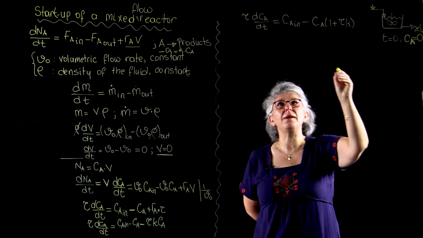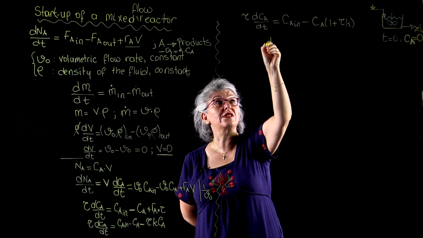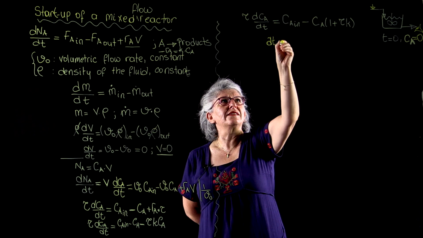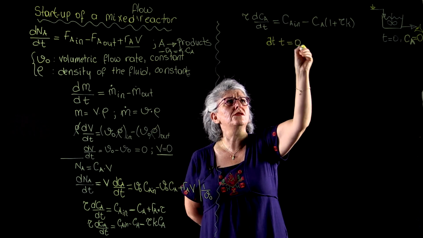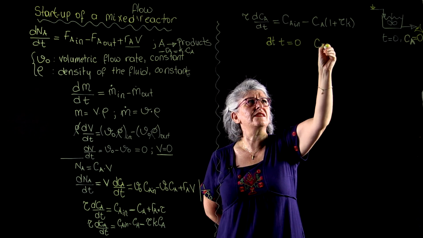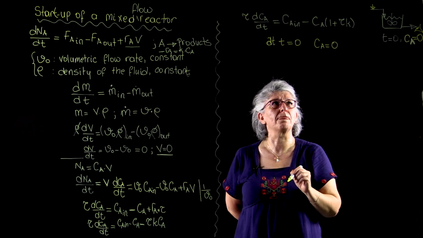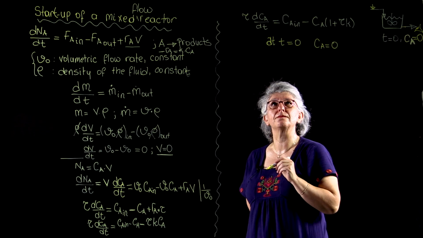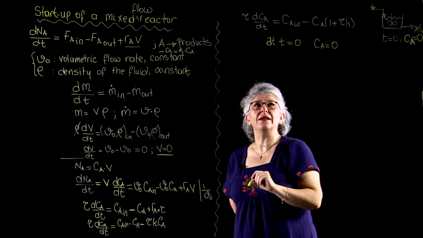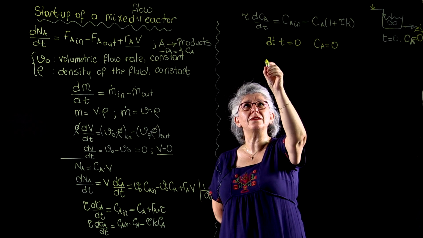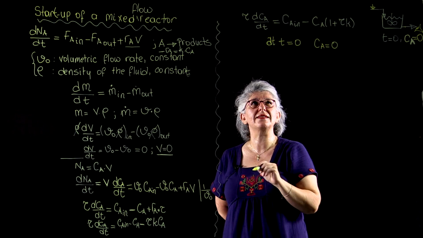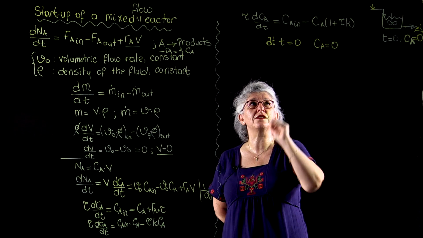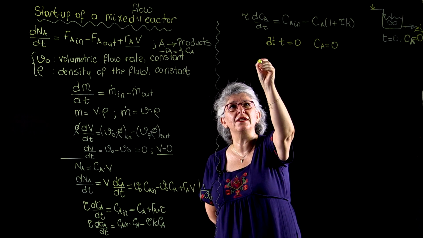Now this is my boundary condition, or initial condition: at time t equal to 0, Ca is equal to 0. So this is where I'm going to generate my solution. Well, this is going to need some rearrangement. I will collect Ca-containing terms on one side of the expression and time-containing terms on the other side of the expression.